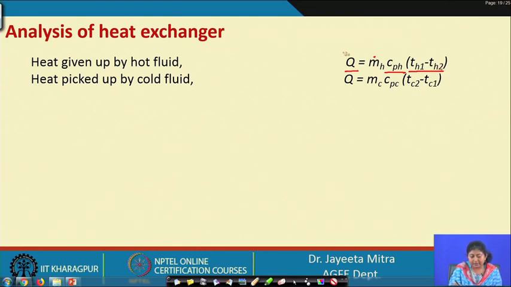Whereas, a similar amount of heat will be picked up by the cold fluid, if we assume that there is no heat loss. So, the heat gained by the cold fluid will be mc dot, the flow rate of this, times Cpc, the specific heat, times Tc2 minus Tc1, because it is increasing the temperature from the low temperature Tc1 to the high temperature Tc2.